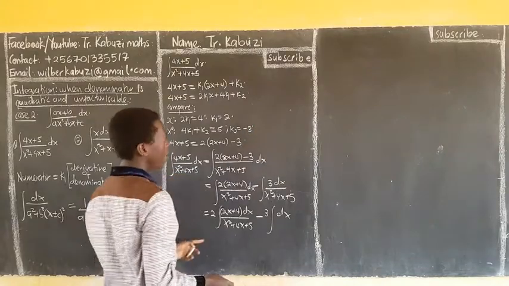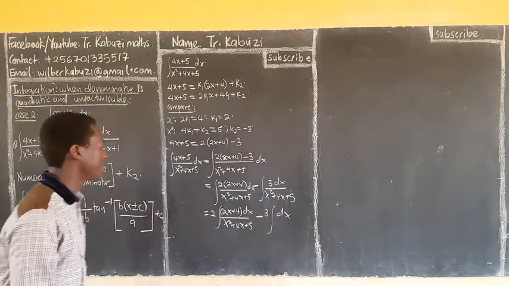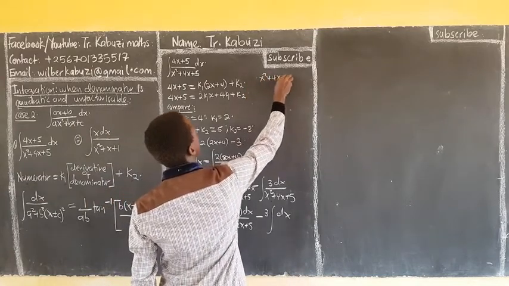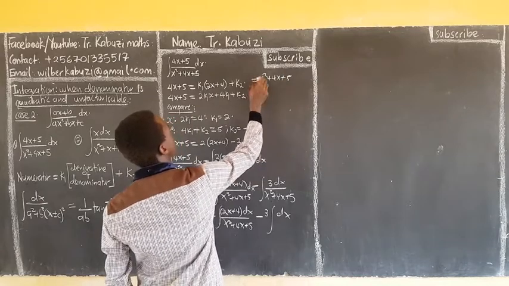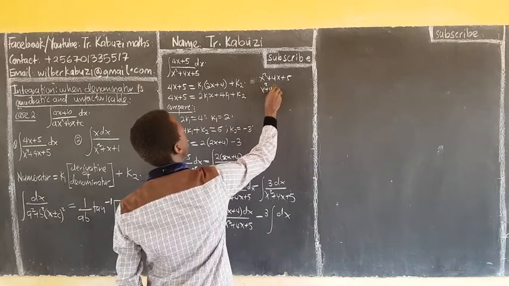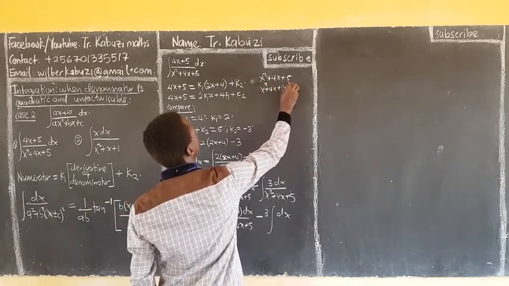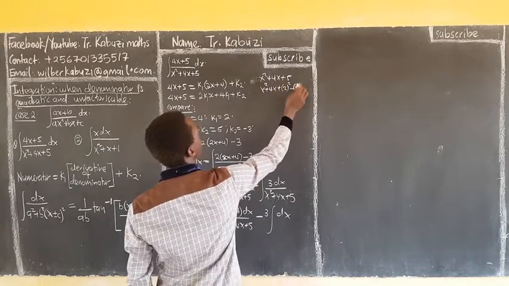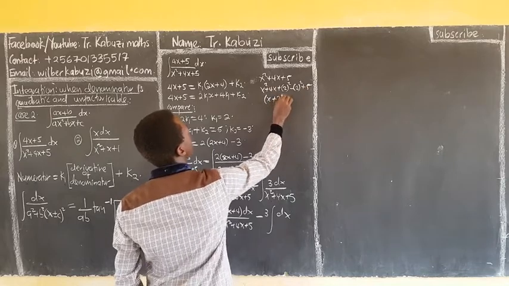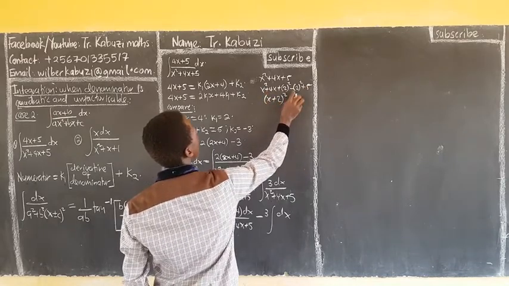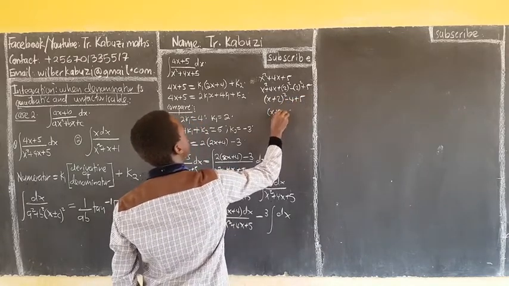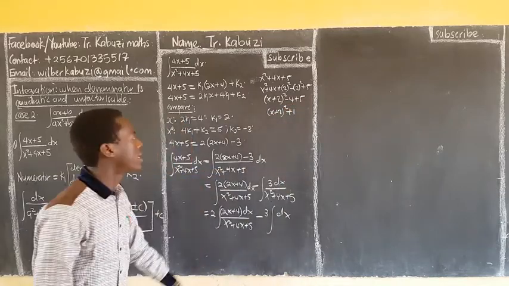Now let us complete squares for this denominator and you see. We have seen how we complete squares. x squared plus 4x plus 5 will be x squared plus 2 times, a half of the coefficient, then minus the square of a half of the coefficient, then plus 5. This will be x plus 2, the whole squared, then minus 4 plus 5, which will be x plus 2 squared plus 1. So now we are going to use this.